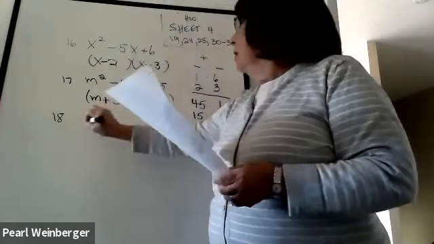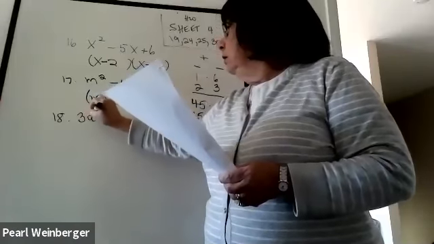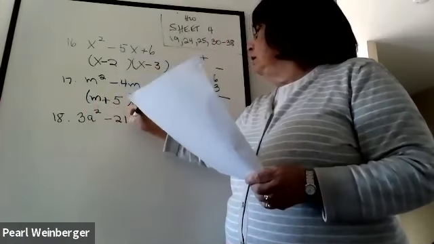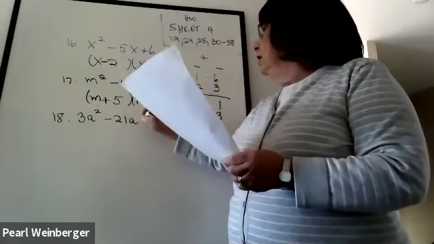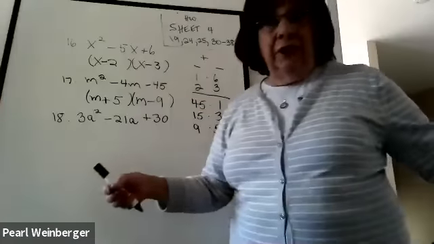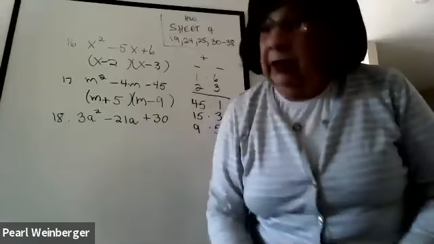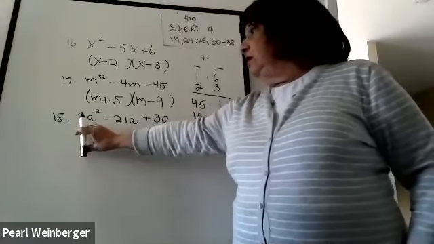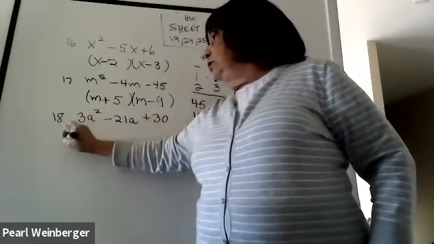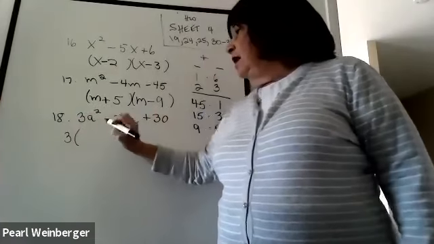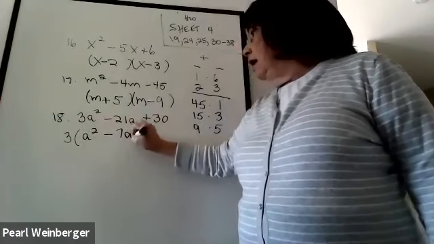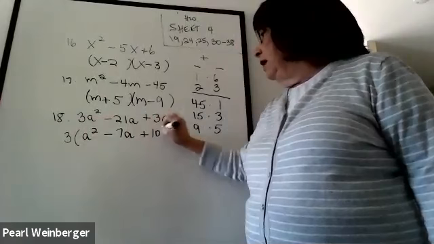3a squared minus 21a plus 30. Again, just like with the other ones, I look to see if there is a common factor. And in this case, there actually is. 3 goes into all of the 3 terms. So I'll put the 3 on the outside, and inside my parentheses, I'll get a squared minus 7a plus 10. That's by dividing each term by 3.